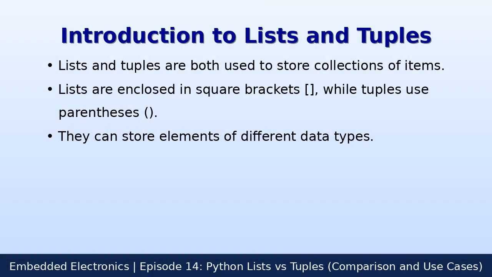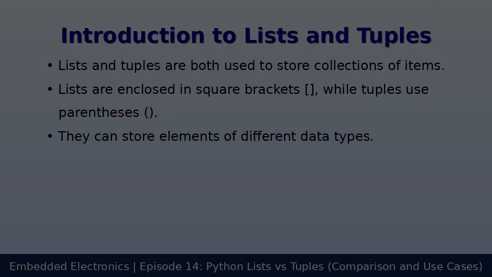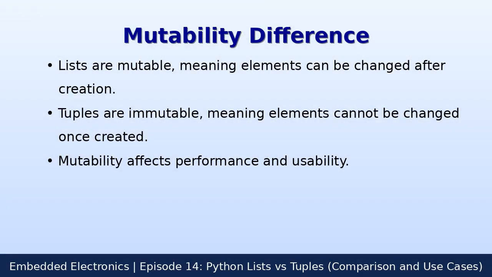Lists and tuples are both used to store collections of items. Lists use square brackets while tuples use parentheses. Lists are mutable and allow changes while tuples are immutable. This is the main difference between them.